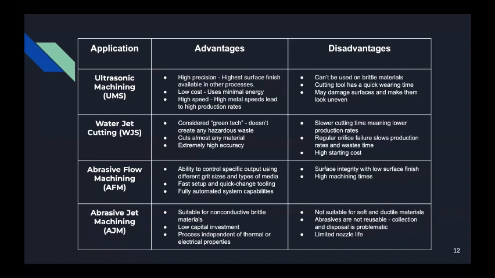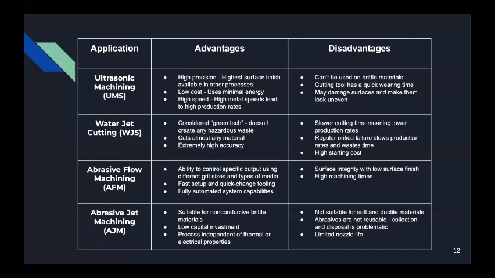In terms of water jet cutting, some of the advantages are that it is considered green tech because it doesn't create any hazardous waste. It also cuts almost any material and has extremely high accuracy. Some of the disadvantages are that it has slower cutting time, meaning lower production rates. Its regular orifice failure slows production and wastes time. It also has a high starting cost.